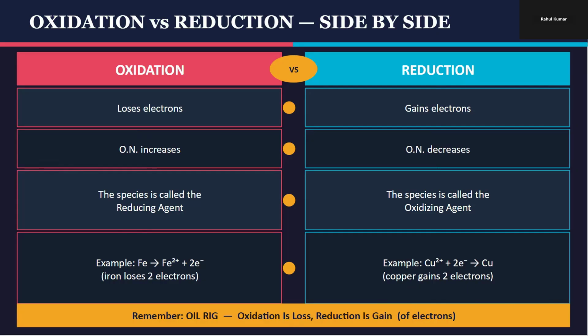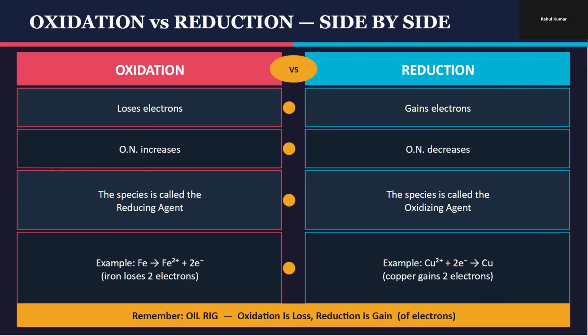In oxidation, these species are called the reducing agent. So the species which oxidize themselves but reduce others are called the reducing agent. And similarly for reduction, the species is called the oxidizing agent because they reduce themselves and oxidize others.